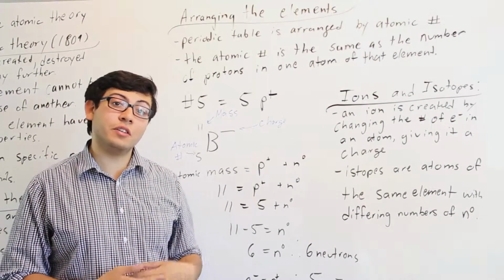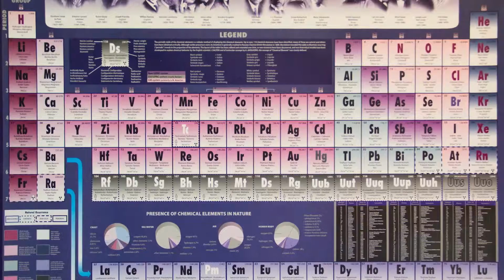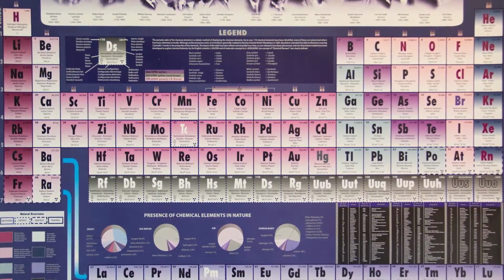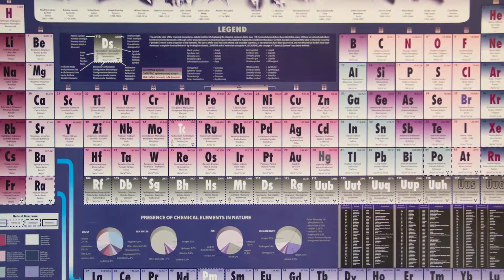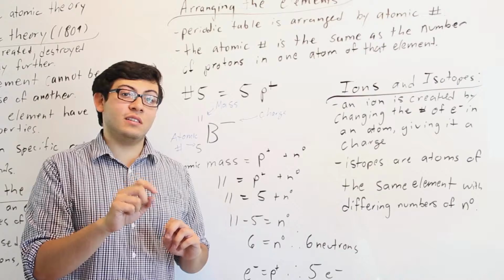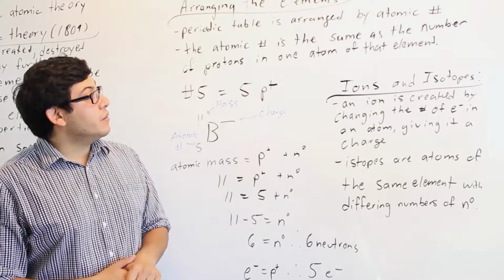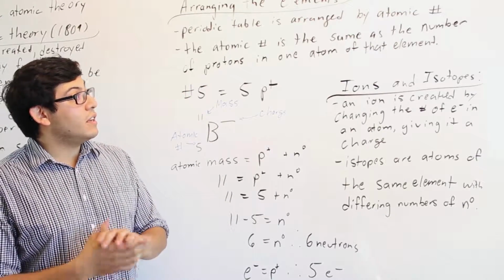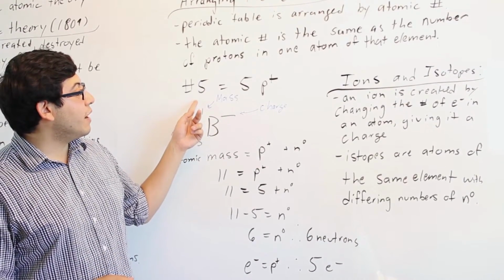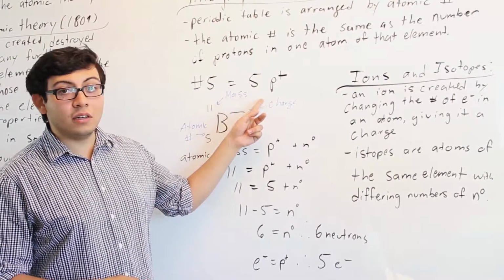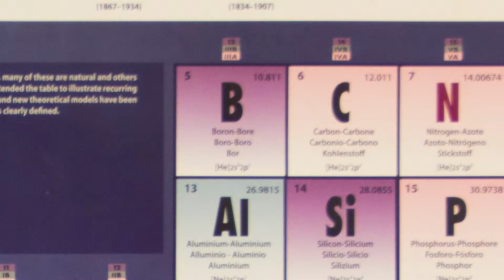So next we're moving on to the arrangement of the elements on the periodic table. So the periodic table is arranged by atomic number. That means that if you take a look at the periodic table, you'll see that they're arranged starting with hydrogen as number 1, number 2 is helium, number 3 is lithium, and so on. It also happens that the atomic number is the same as the number of protons in one atom of that element. So, if I have element number 5, it has 5 protons, and on the periodic table you'll see that element number 5 is boron.